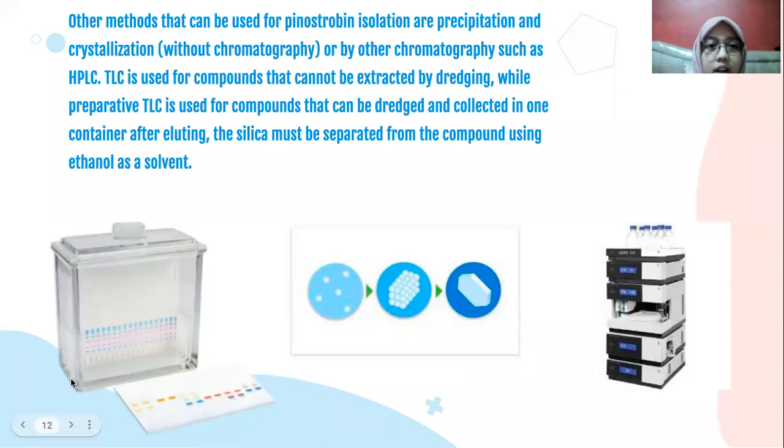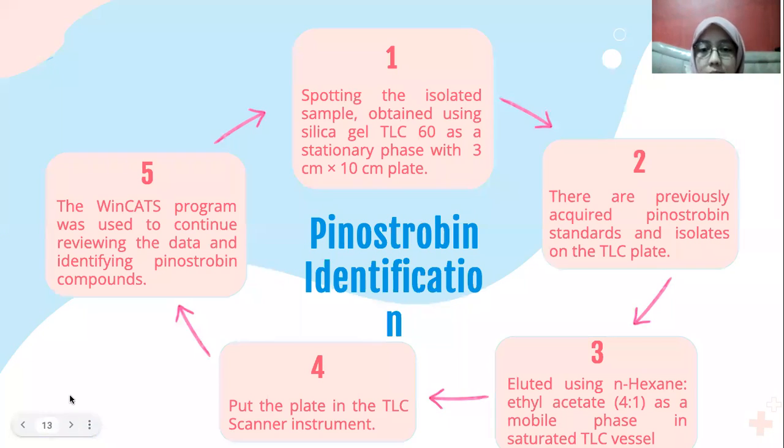Other methods that can be used for Pinostrobin isolation are precipitation and crystallization without chromatography, or other chromatography such as HPLC. LC is used for compounds that cannot be extracted by scraping, while preparative TLC is used for compounds that can be scraped and collected in one container after eluting. The silica must be separated from the compound using ethanol as a solvent.